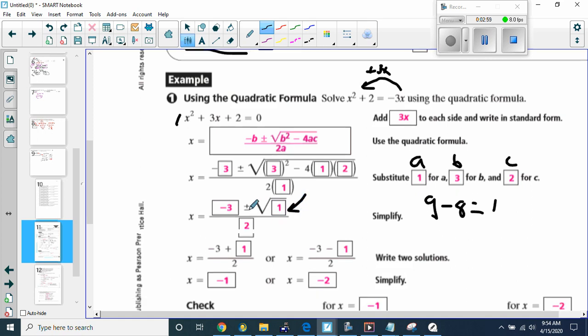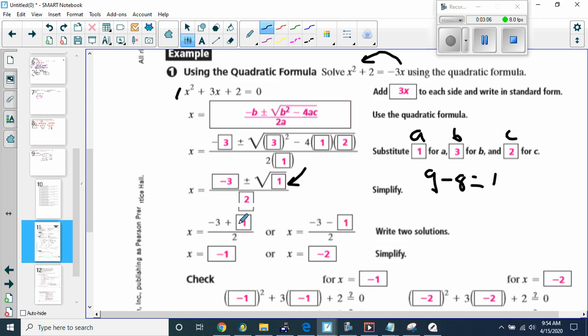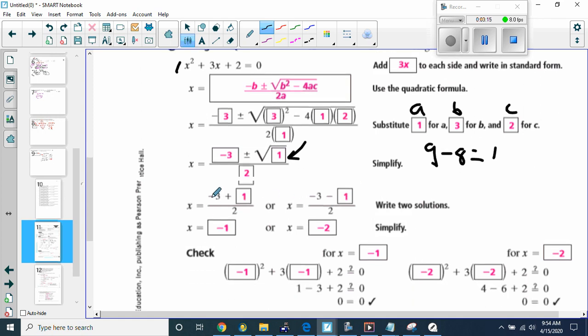And now, because of this plus or minus sign, you're going to get two answers. You're going to get -3 plus the square root of 1, which is plus 1, or -3 minus the square root of 1, which is minus 1. And they're both over 2. So if we do the math here, -3 plus 1 is -2 divided by 2, and that's where they get the -1. Over here you get -3 minus 1, which is -4, divided by 2, and that's where they get the -2.